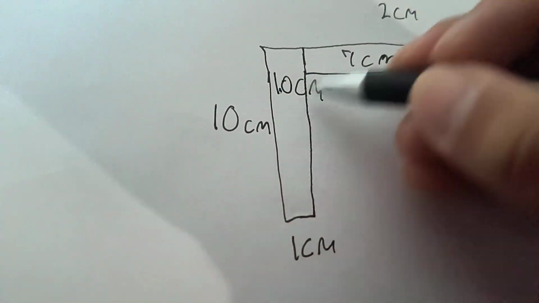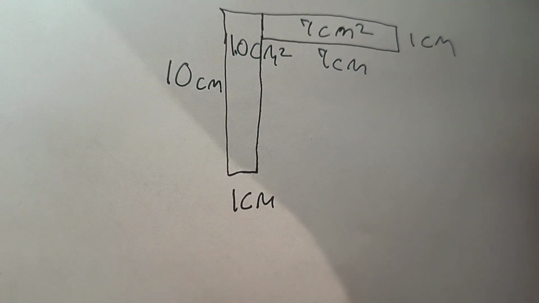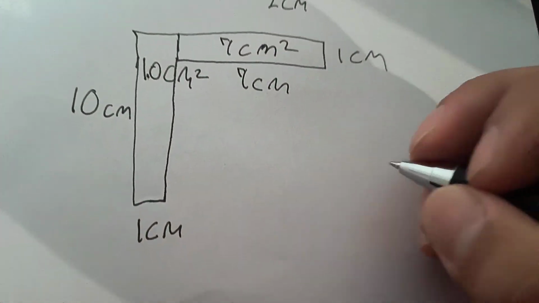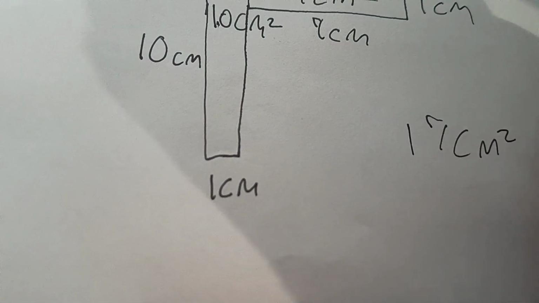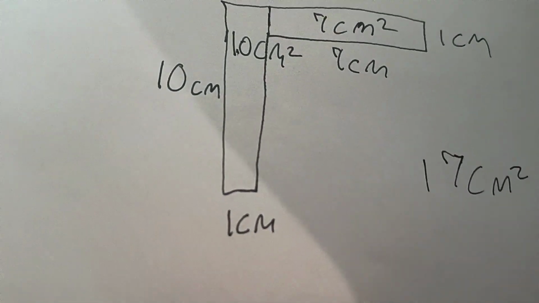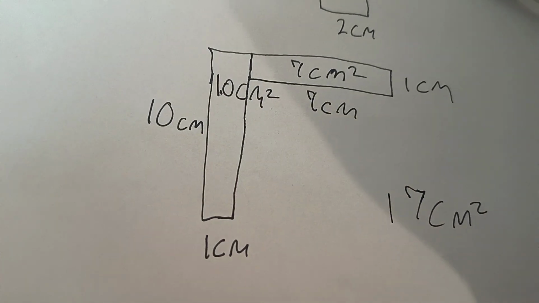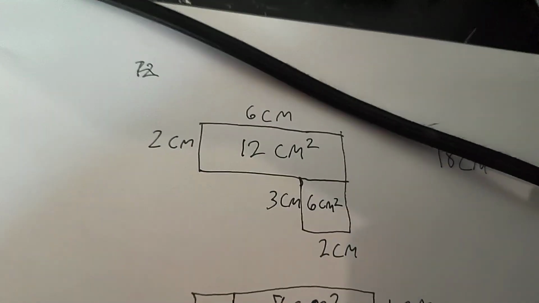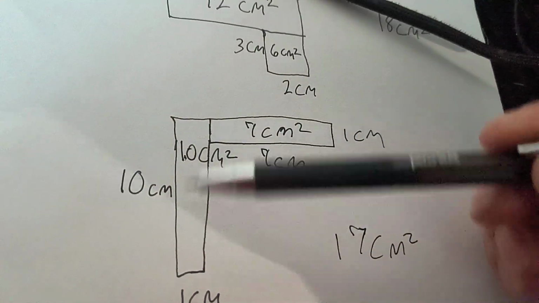So then we just add them up. We just add the areas together. And 7 plus 10 is 17. So the area of this whole shape is 17 square centimeters. And that's how you find the area of irregular shapes like that. You add up the areas of the individual rectangles.